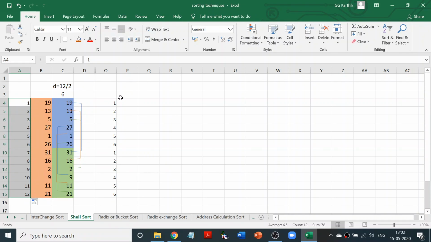So what I'm supposed to do is compare 1 and 1. I will compare 2 and 2, 3 and 3, 4 and 4, and so on. Whichever is the smaller number comes to the top, and the bigger number goes to the bottom list. That is what we are going to do here, right? So we have divided into 6. Let me just take you through.